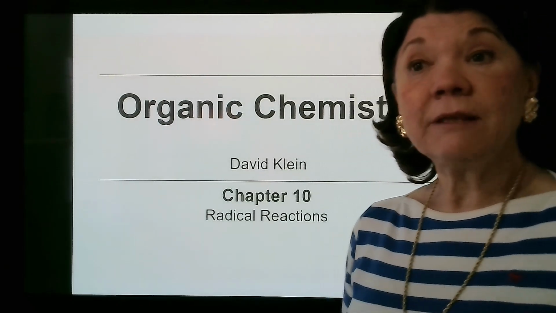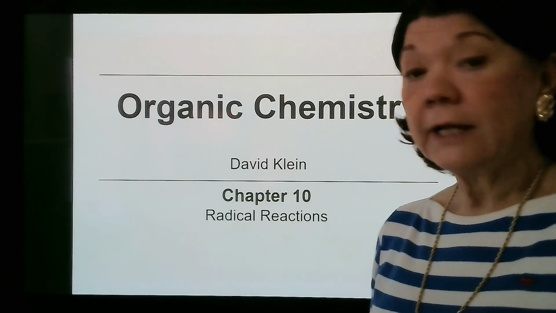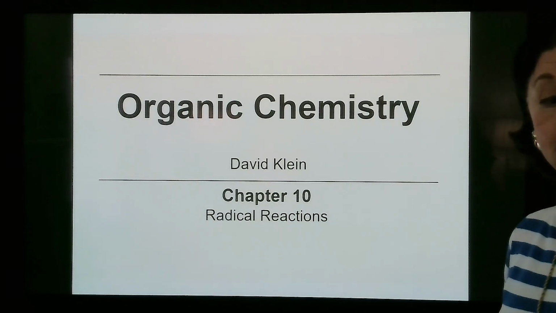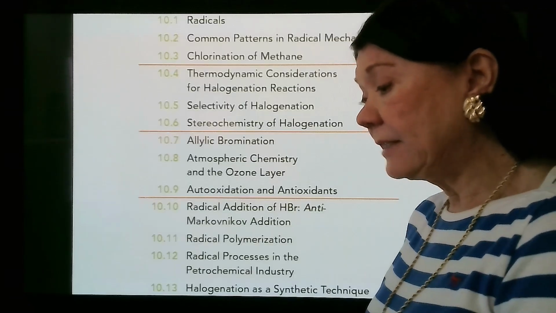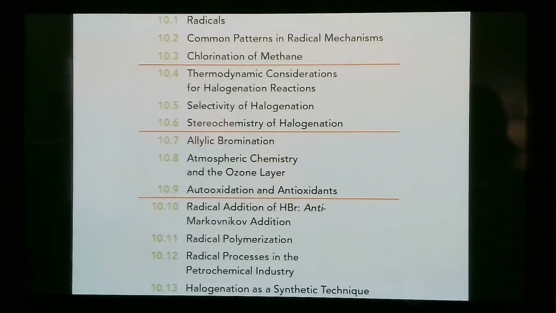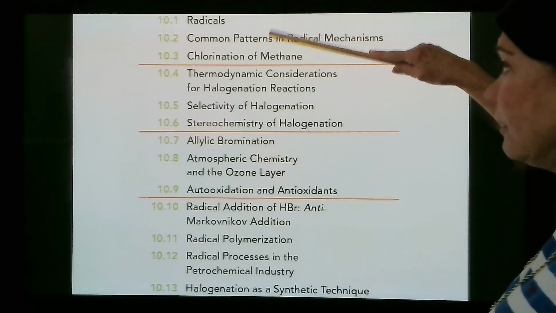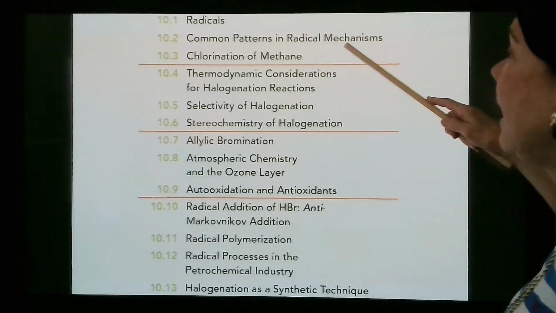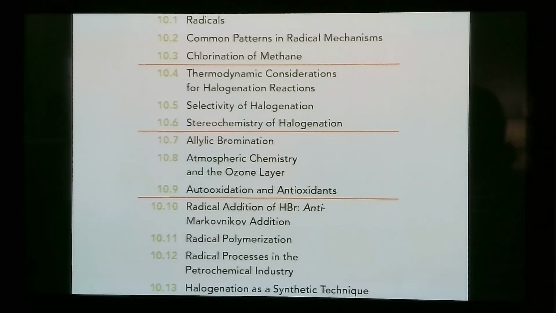This is Chemistry 3053, and today we're covering organic chemistry, radical reactions, chapter 10. So this shows you how the chapter is going to be broken down. The first part we're going to look at just radicals themselves, their structures and stabilities, common patterns in radical mechanisms. We're going to start with the chlorination of methane.